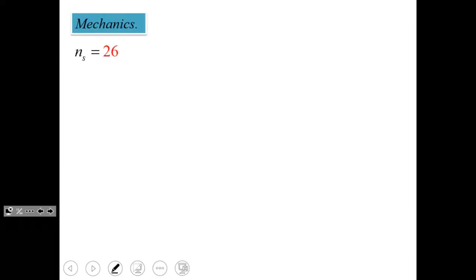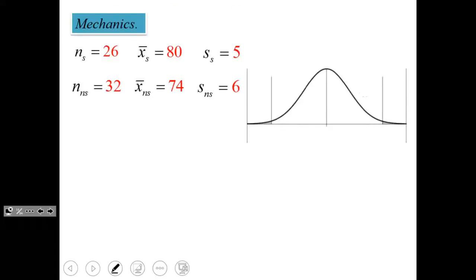When we set our sample size for our smokers, we had 26. We had a mean resting pulse rate of 80, and the standard deviation for the smokers was 5. For our non-smokers, we had 32 inside of our sample size. We had a mean resting pulse rate of 74, and our standard deviation was 6 for our non-smokers. Well, using this information, we can find our t statistic. But I got ahead of myself, we're going to use that normal model.